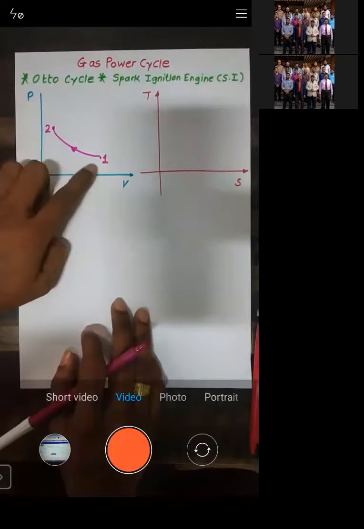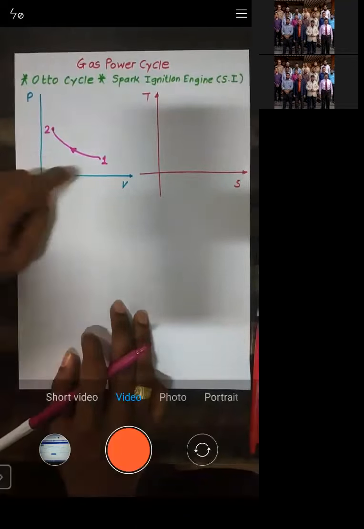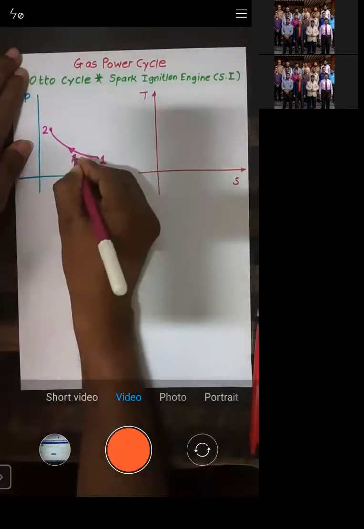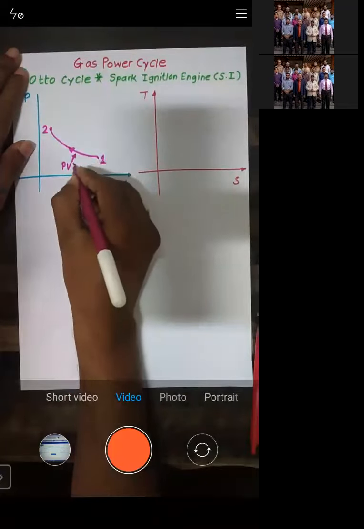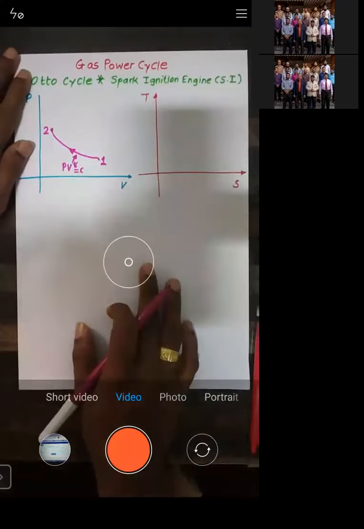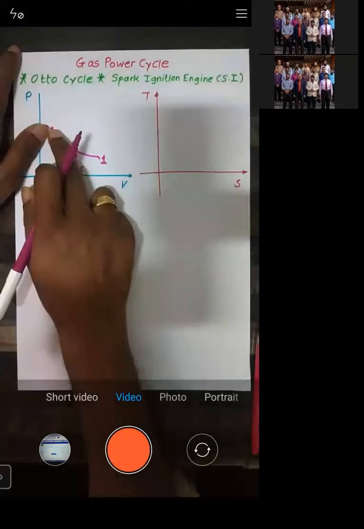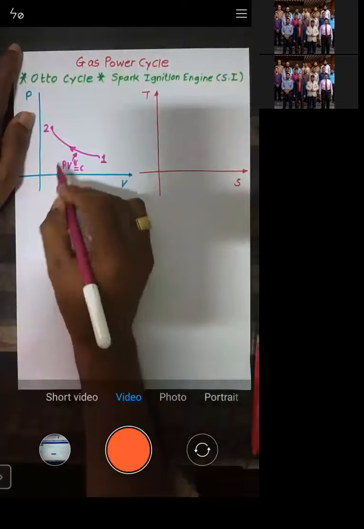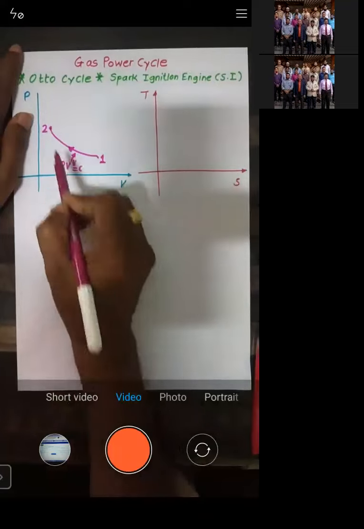If such is the process, it is necessary to write down the law of the process. Process 1 to 2 is governed by the law PV^gamma = C. This indicates that the 1 to 2 process is an isentropic process. So 1 to 2 is isentropic.